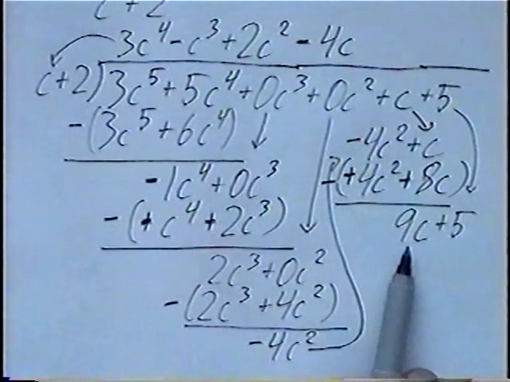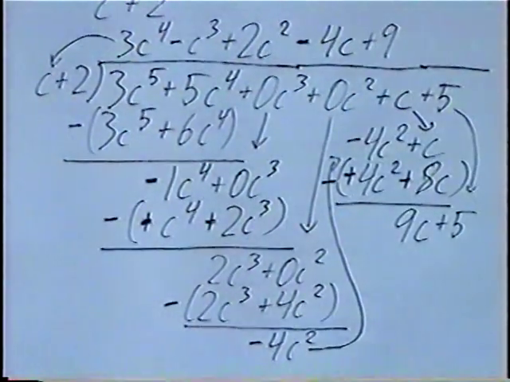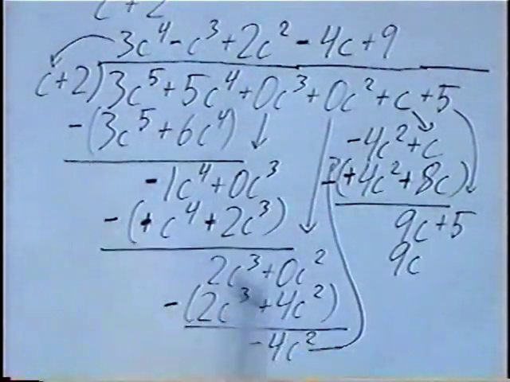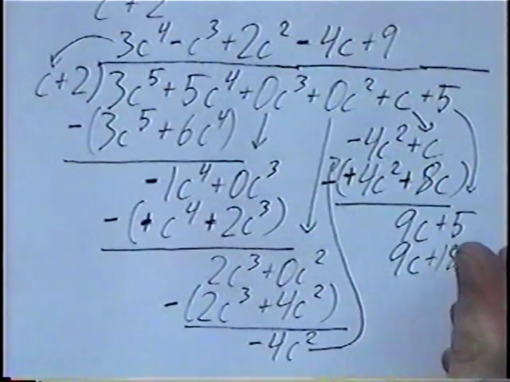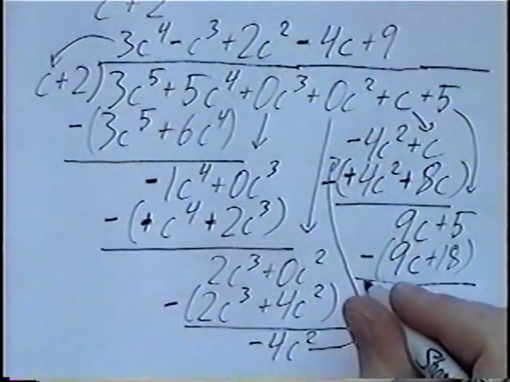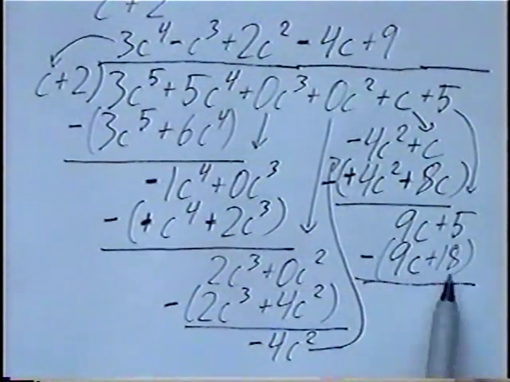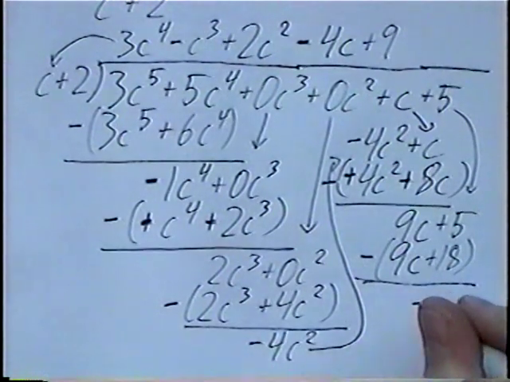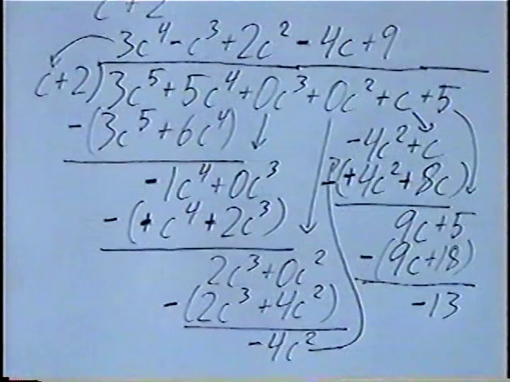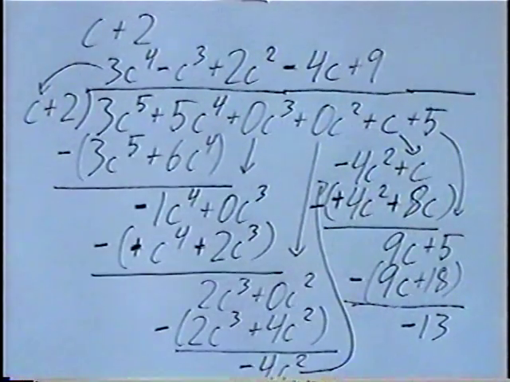Now we have c divided into 9c, which would be plus 9. 9 times c would be 9c. And 9 times 2 will be 18. This time the last term doesn't cancel, so we'll have a remainder. 9c's will cancel, but 5 minus 18 would be a negative 13. The remainder, negative 13. What we can do is write our final answer using a fraction.